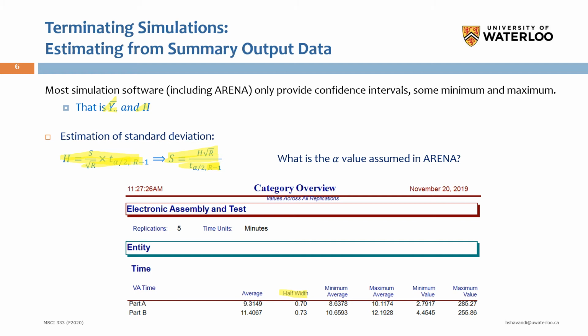As you see here for this example, the number of replications is 5, and we do have a half width, let's say for part A, of 0.7. The alpha in Arena is usually 0.05. By default it's a 95% confidence interval, or alpha is 0.05. So by having these values, you can easily estimate the sample standard deviation. Okay.